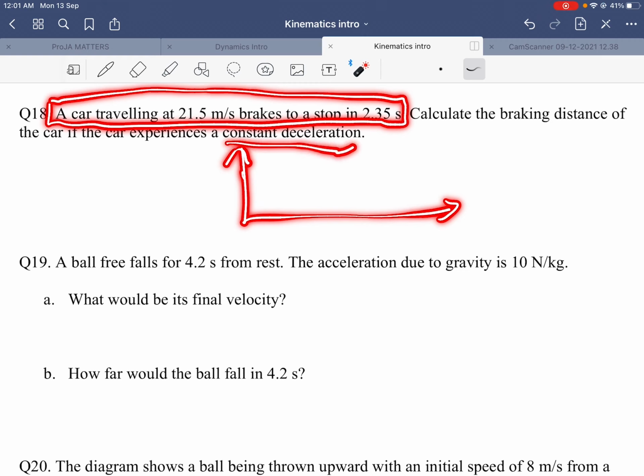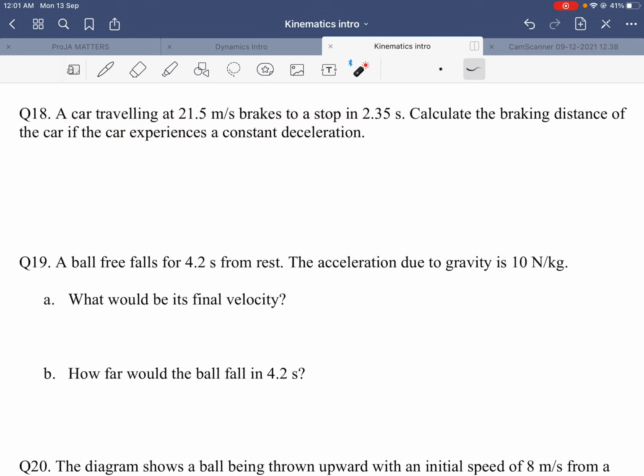It says constant deceleration, right? And then we know that you will travel at 21.5 at the start, and then you will brake to a stop in 2.35 seconds. So we know it's going to look like this. We just picture this in our minds first, okay? Then they asked us to calculate the braking distance of the car if the car experiences a constant deceleration. So what do we need? We need braking distance. Objective. Constant deceleration is a hint.